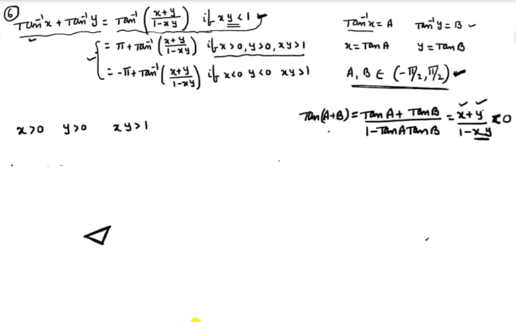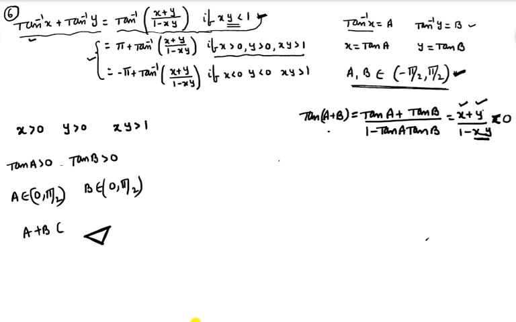At the same time we are taking x greater than 0, but x is nothing but tan a greater than 0, right? And y also greater than 0, that's why tan b is also greater than 0. Now I can write a belongs to 0, pi by 2. Similarly b also belongs to 0, pi by 2. Now you can observe here we are getting a plus b belongs to 0, pi. Adding those two, we get a plus b belongs to 0, pi.